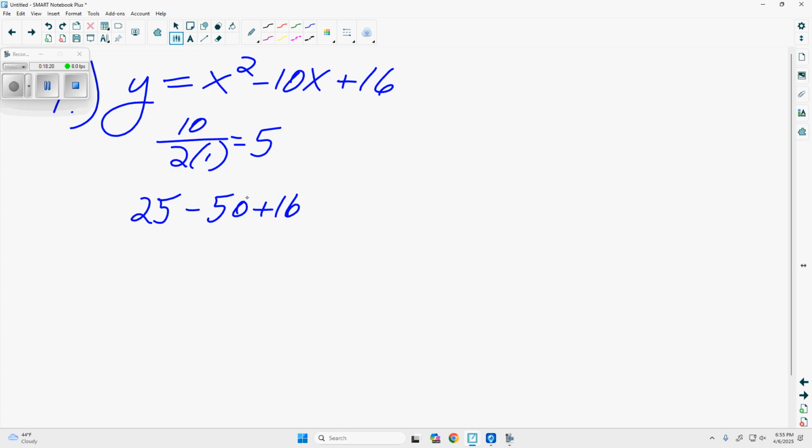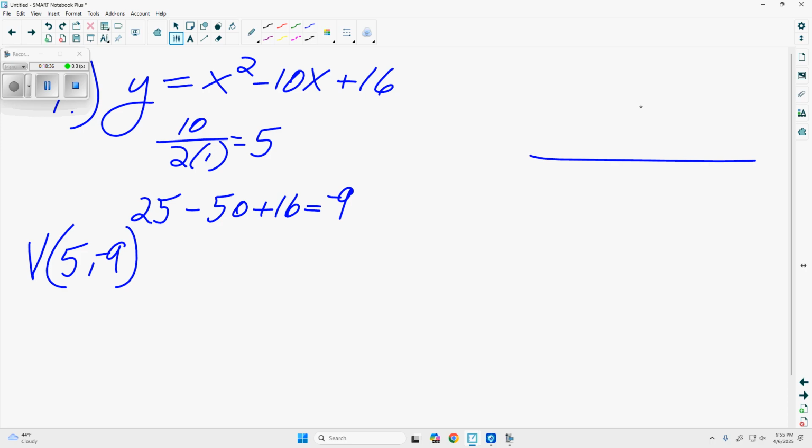25 minus 50 is negative 25 plus 16 is negative 9. Okay, so that means the vertex is 5 to the right and 9 down. And you better believe on your graph that you have 1, 2, 3, 4, 5. And looky there, there's 9 down. So then I'm going to put my vertex right there. This baby's going to open up, so we're cool with that.